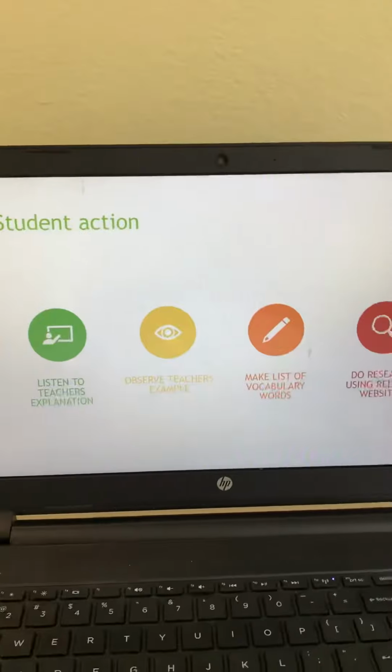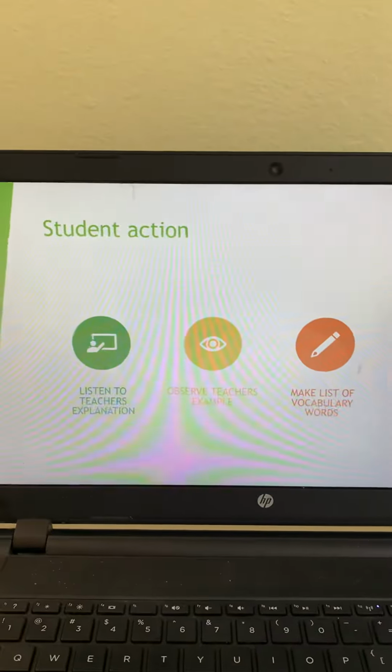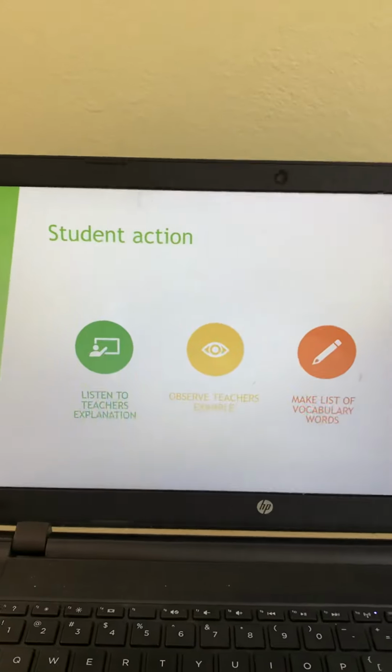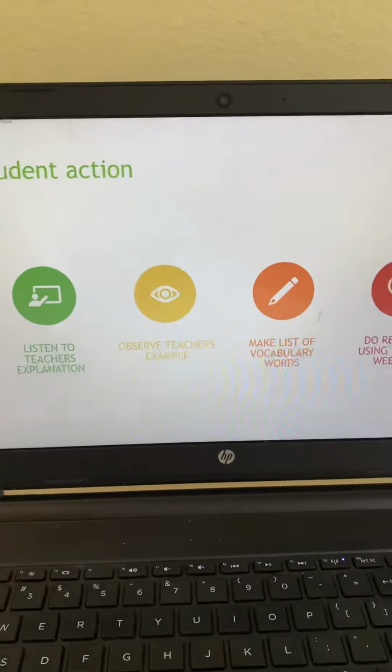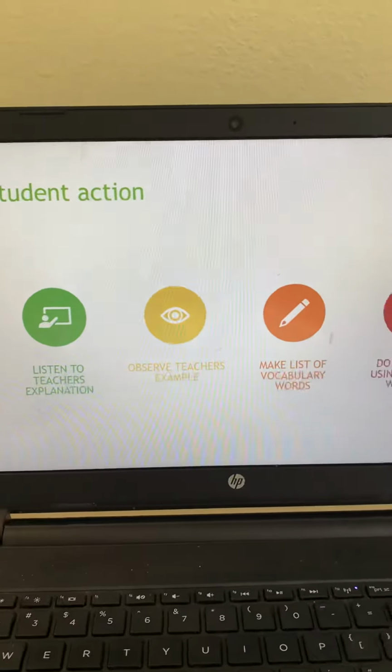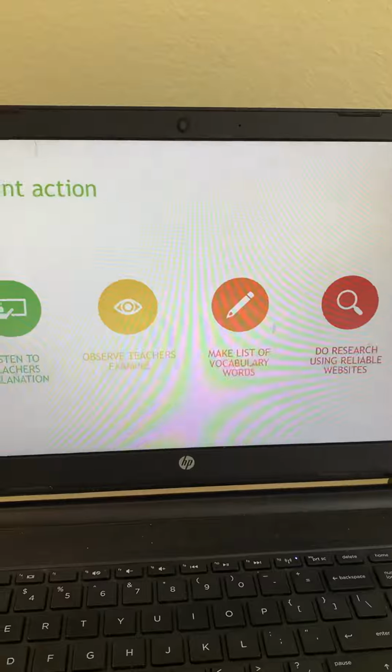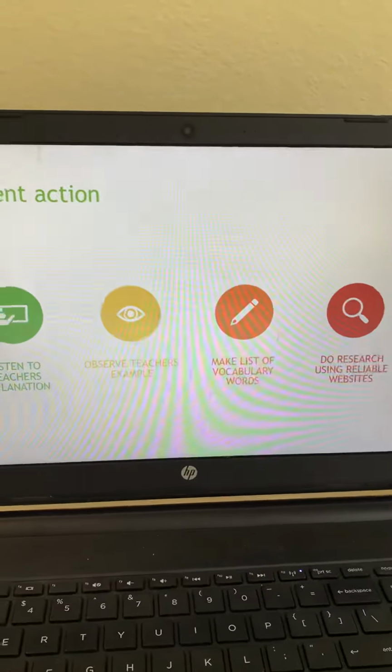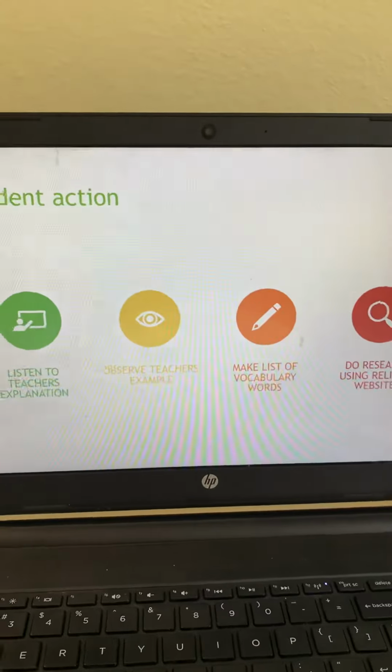The student action will be to listen to the teacher's explanation and example. They will make their list of vocabulary words that they will be researching, and then they will complete the research using the reliable websites that are told by the teacher.